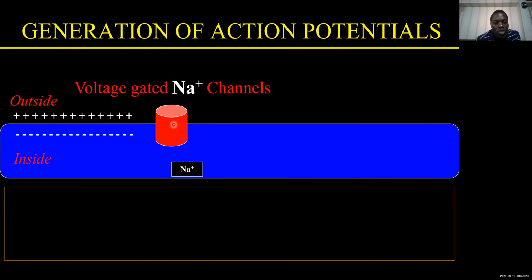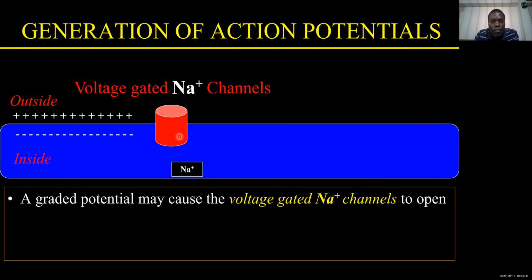We have voltage gated sodium channels, usually on the cell membrane, and that means that they're always closed, but they can be opened if there's a stimulus. Now, if we have a graded potential that causes disturbance on the resting membrane potential, that means that that graded potential is causing some voltage disturbance of the cell membrane. If that disturbance reaches threshold for particular voltage gated channels, then it can actually open a voltage gated channel. In this case, it may cause the sodium voltage gated channels to open.